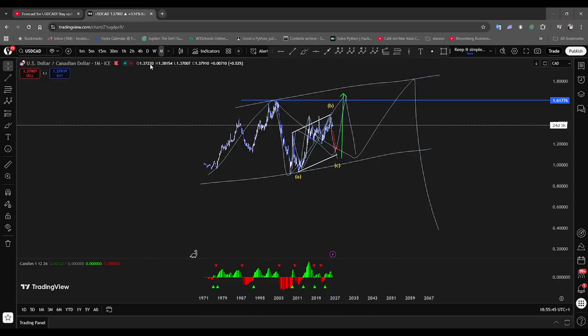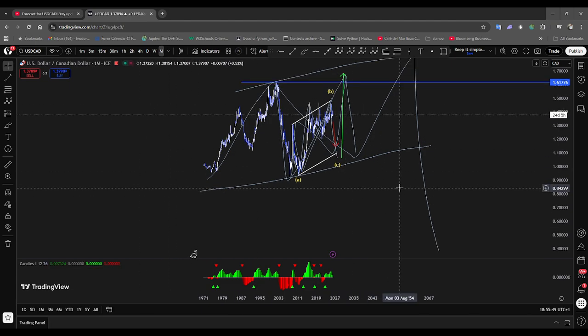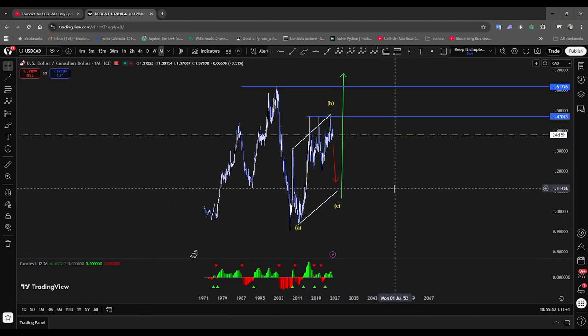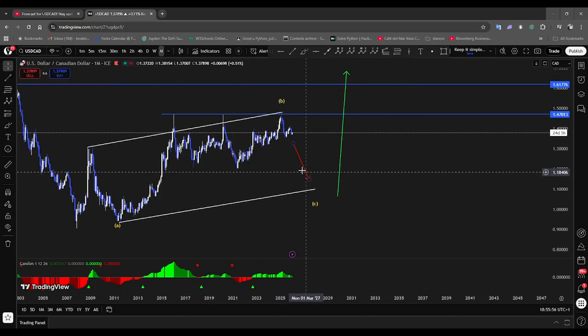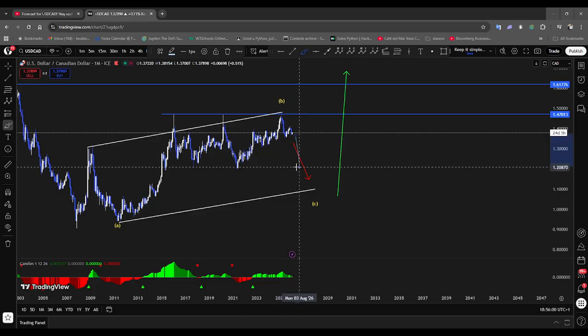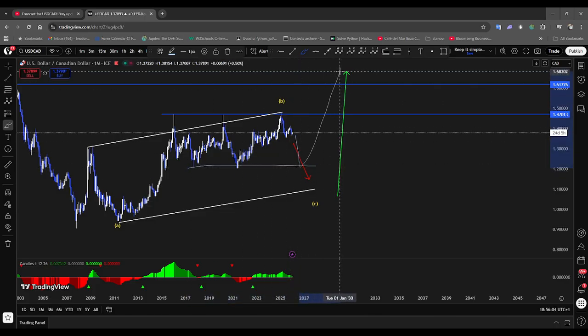But for now, the most important thing is just to focus on sell setups on USDCAD, and once price reaches this level here, you try to catch the uptrend, this 5,000 pip move, and try to keep this trade open for as long as possible.